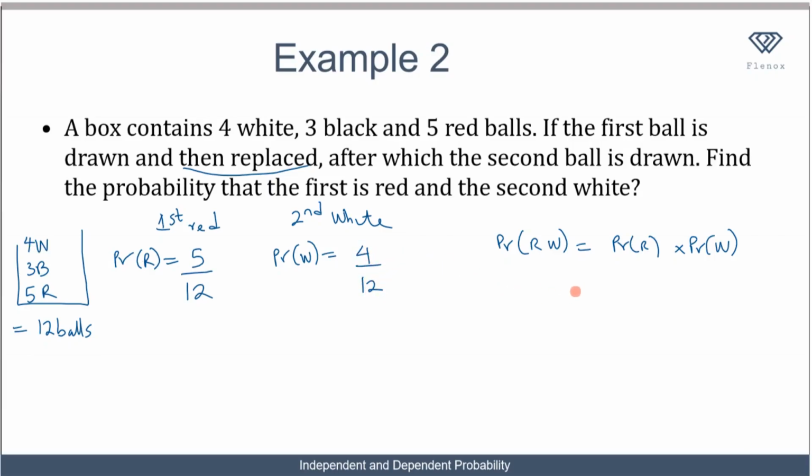So what does this become? The probability of having a red ball is 5/12 and the probability of having a white ball is 4/12. And when you simplify this, 4/12 is 1/3, and you get 5/36. So the probability of picking both red as the first and white as the second is 5/36.